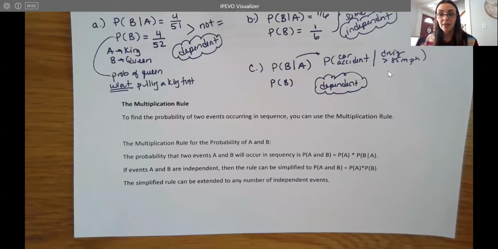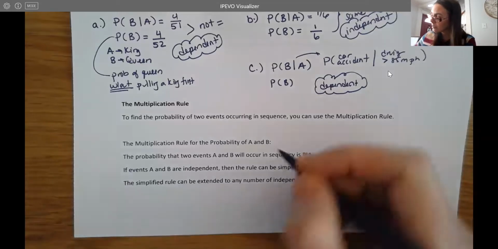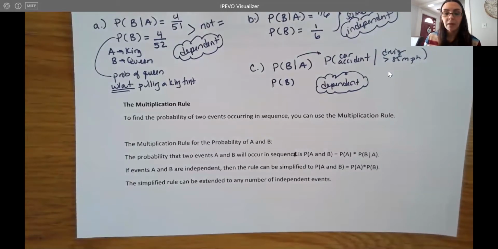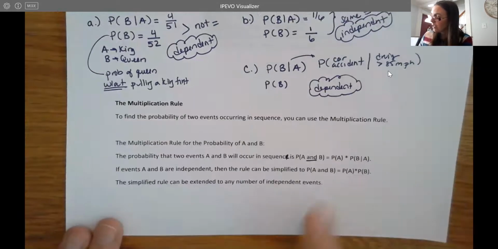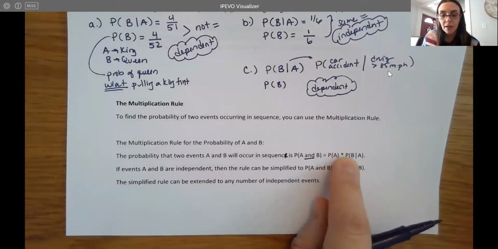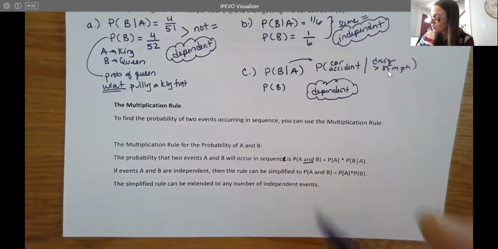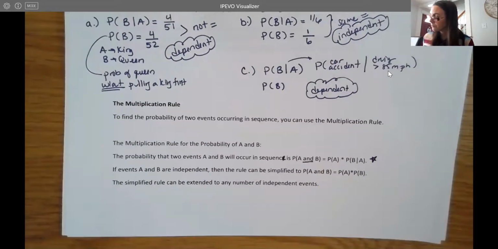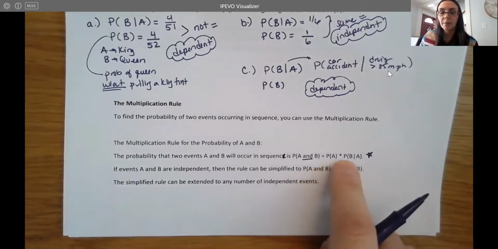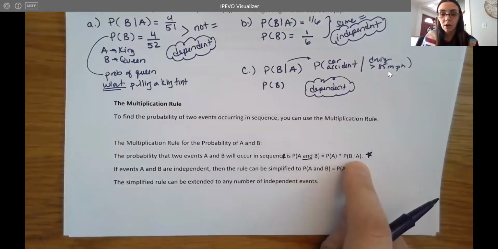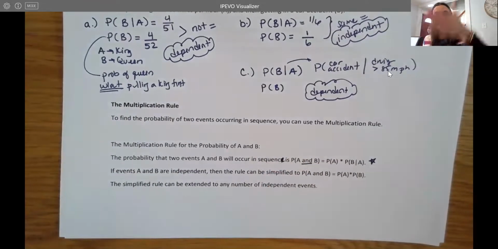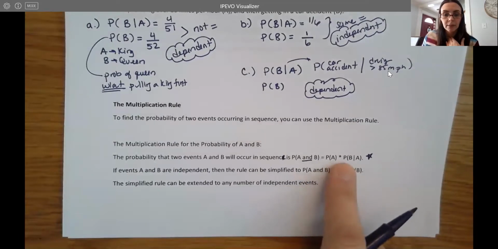It's just a faster way to think about it than to try to do tree diagrams every time. So it says that the multiplication rule for the probability of A and B states the probability that two events A and B will occur in sequence is the probability of A and B is the probability of A times the probability of B given A. So this is your main formula here. Okay, so probability of A times the probability of B, given that A has already occurred, right? Because we're going in sequence. A occurs first, then B occurs. So you have those two probabilities.